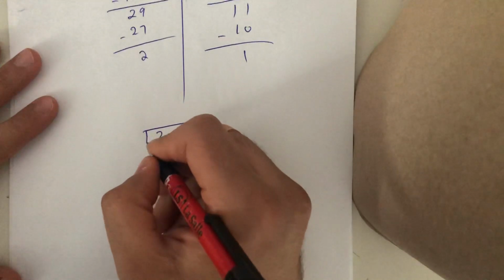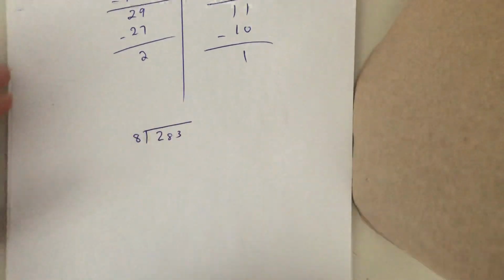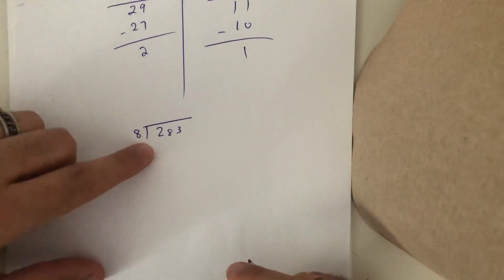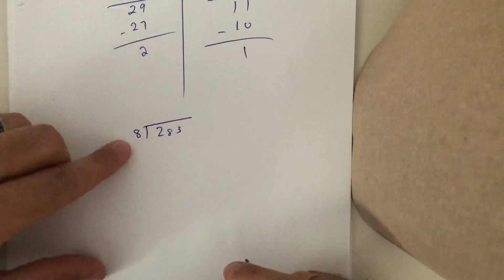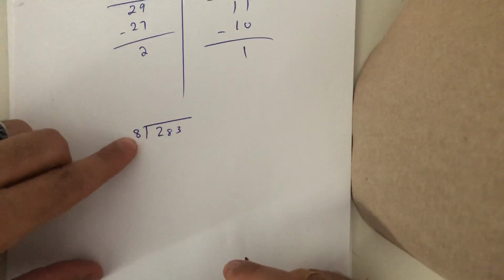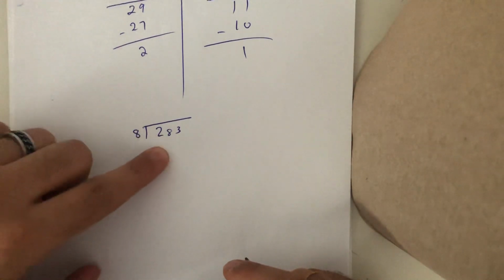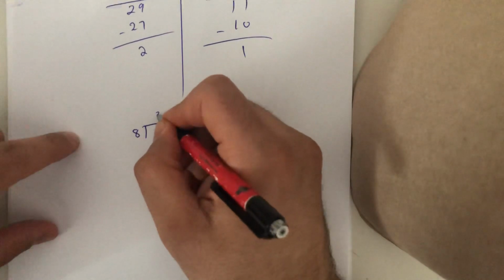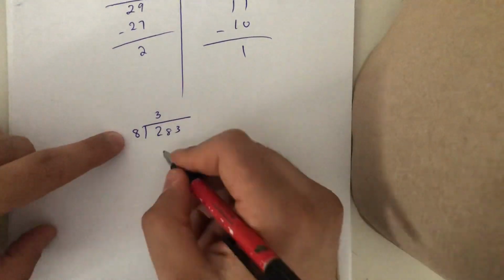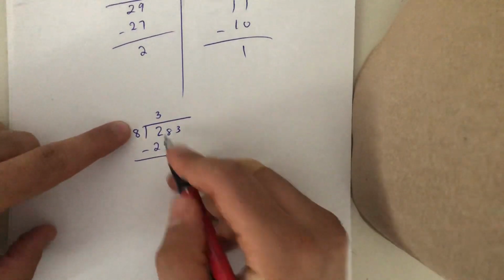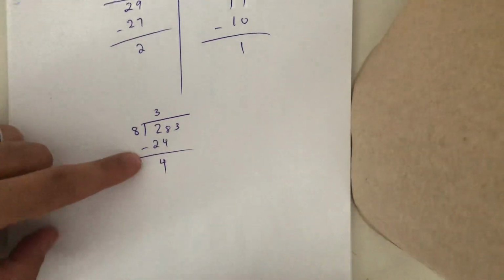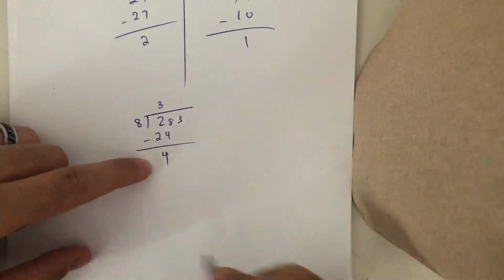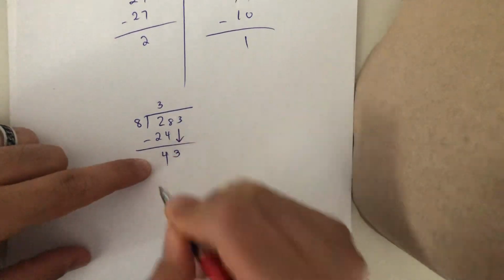283 divided by 8. What is that equal to? How many times does 8 go? Can 8 go into 2? That cannot happen, so you must move on to the next number. How many times can 8 go into 28? It could go into it 3 times. What is 3 times 8? 24. 28 minus 24 equals 4. How many times can 8 go into 4? That cannot happen, so we must bring down the 3.